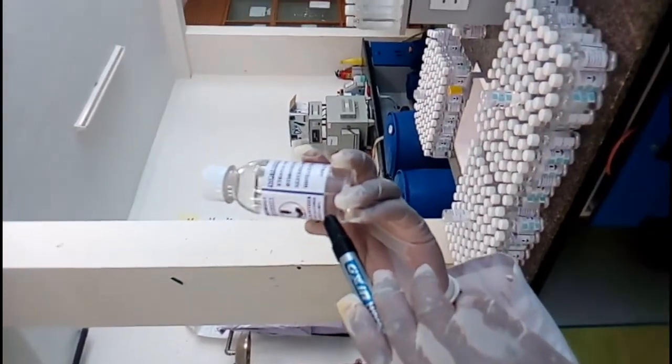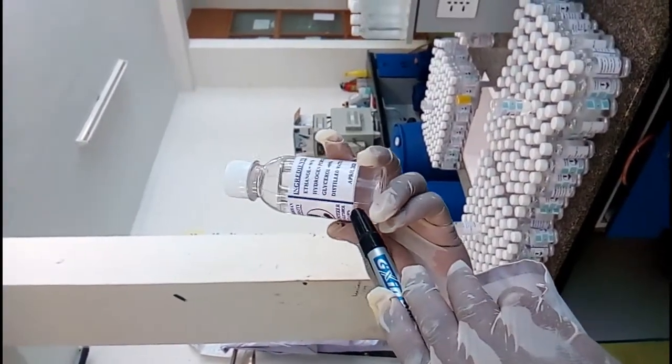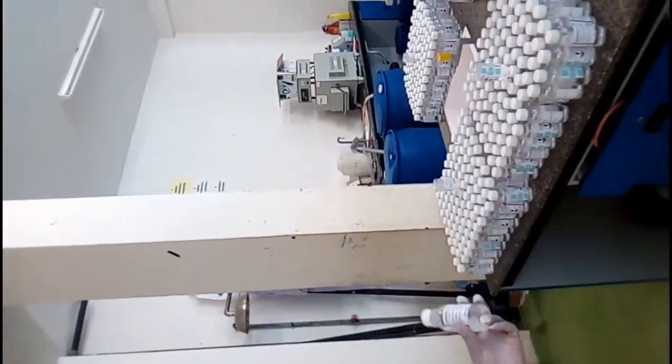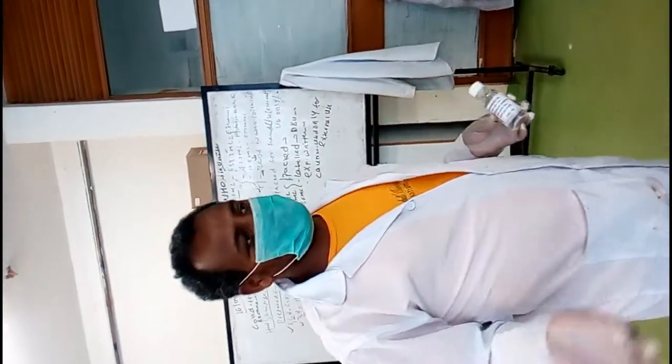Here it is hand sanitizer, almost 80% ethanol. It contains 80% ethanol, and the rest, as I said before, contains hydrogen peroxide, glycerol, and distilled water.